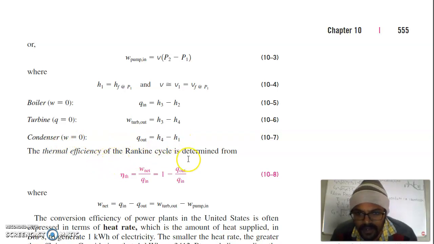The thermal efficiency of a Rankine cycle is determined as follows. Efficiency is always net work output divided by desired effect, which is net work output, the difference of turbine work and compressor work, meaning turbine work minus compressor work. This is net work output divided by heat supplied, or it is 1 minus Q out by Q in.